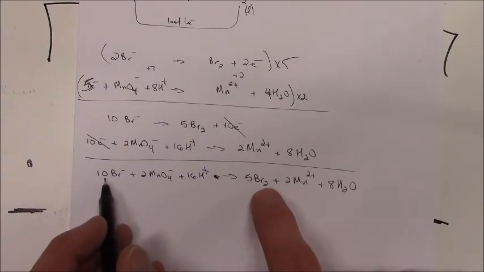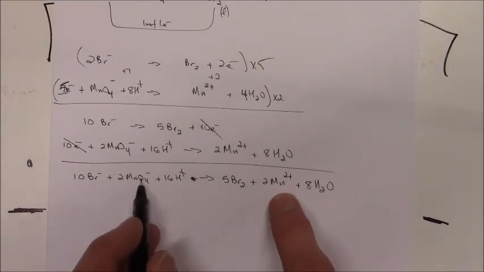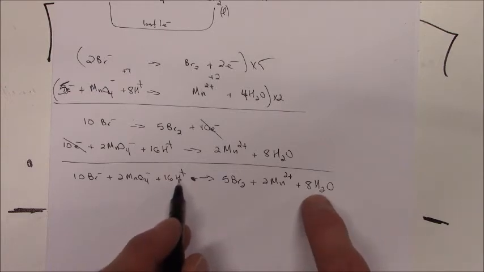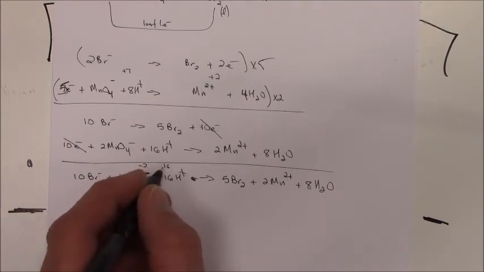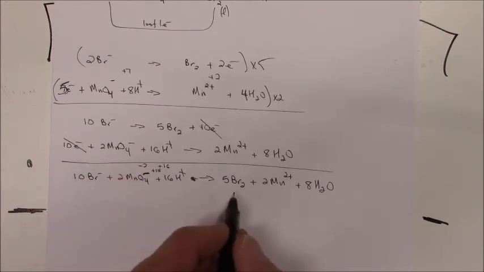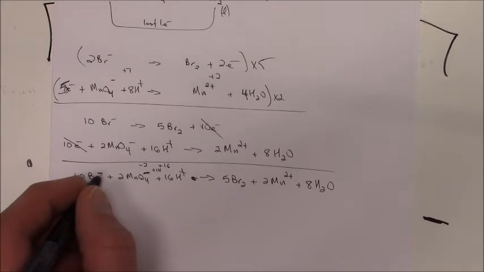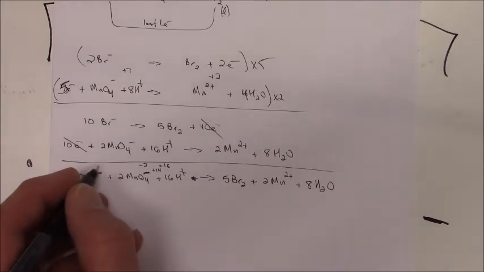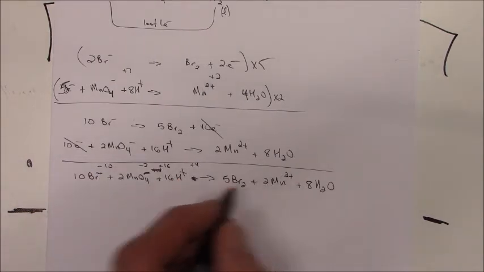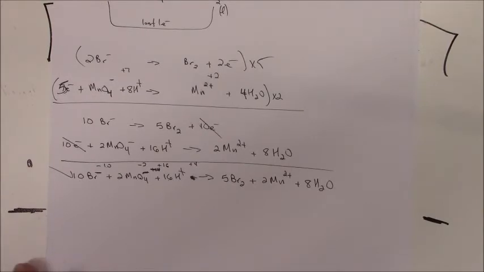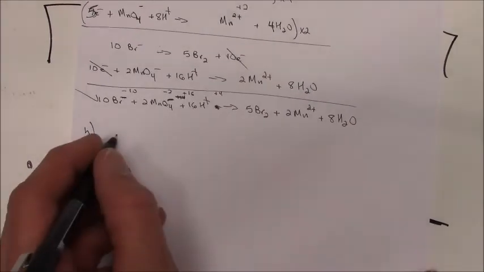Check. 10 bromines, 10 bromines. 2 Mns, 2 Mns. 8 O's, 8 O's. 16 H's, 16 H's. 2 negatives. And plus 16, you're at plus 14. Hello, forgot these. 10. Minus 10. So minus 12. So you're sitting at a plus 4, and that's at a plus 4, so we're good. It's got to work.